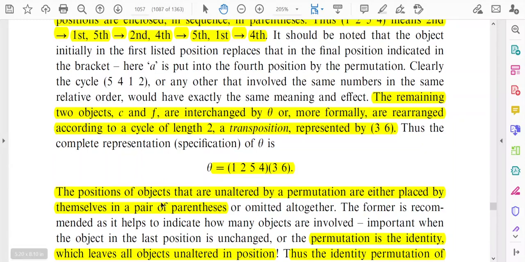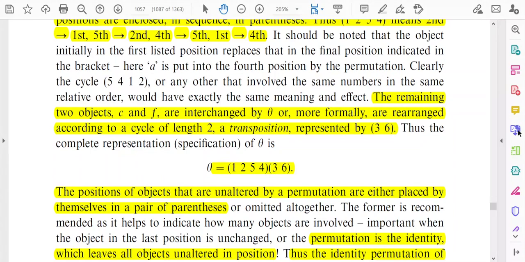The positions of objects that are unaltered by a permutation are either placed by themselves in a pair of parentheses or omitted altogether. And in general, when a particular object is completely unaltered by a permutation, then it is written inside a pair of parentheses.